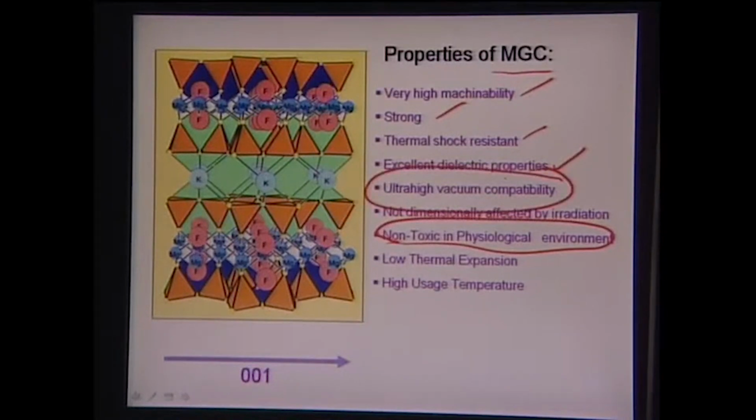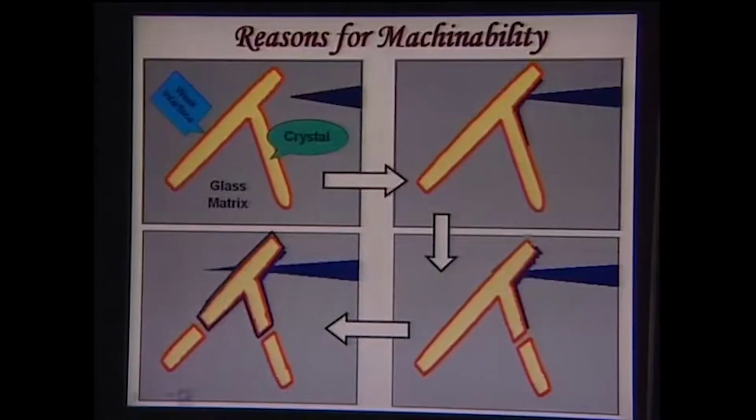Now, here you can see the 100 plane, that is the atomic arrangement. As I said earlier, this is the potassium plane across which, at the top and bottom, the different silicate arrangements and fluorine and magnesium ions are located. So, this potassium plane acts as a weak plane, more like a cleavage plane. Now, the reason for machinability is shown in this schematic.